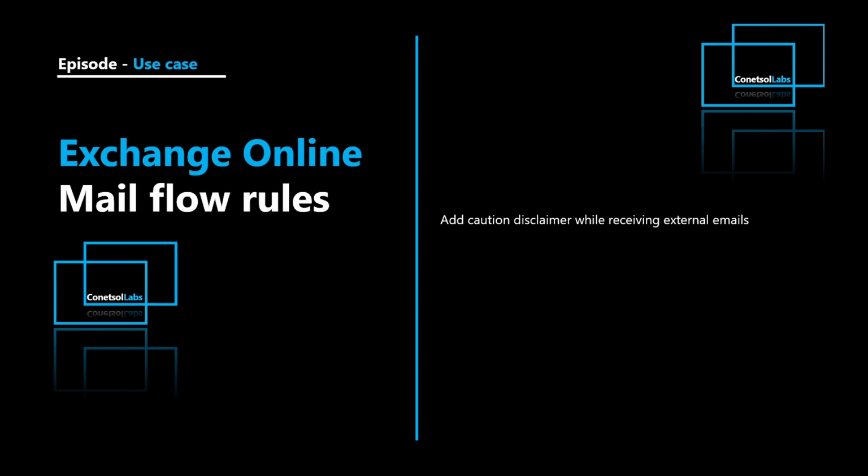For example, when our organization's user receives an email from an external user, a caution banner will be displayed on top of the email body content, like, for example, please use caution before opening attachments or clicking links. So this banner will inform the user this is an external email and you have to be careful while clicking on the URLs or opening attachments in the emails.